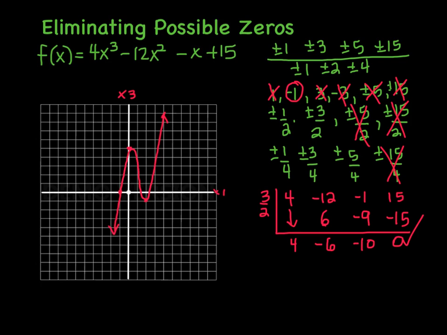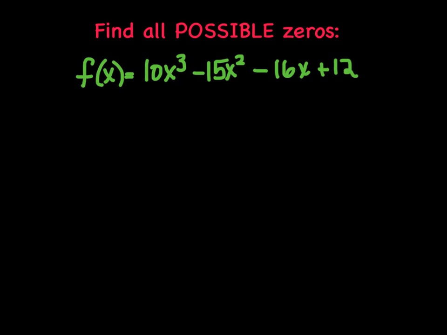So that's the way that you can eliminate from your possible zeros. Last page, 2 seconds. I would like you to find all possible zeros of this cubic. And I would also like you to tell me the end behavior.